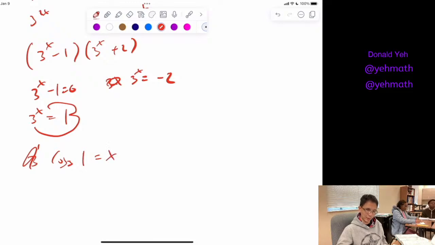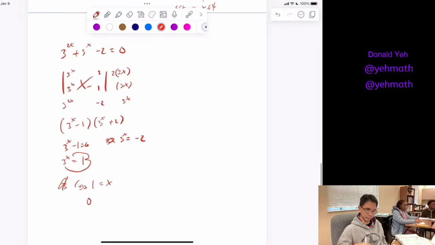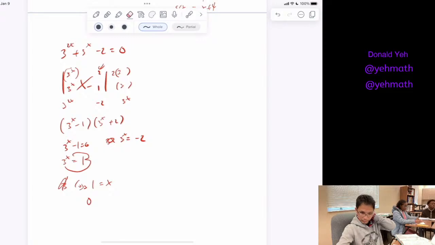So 3 to which power is 1? It's 0. Or 3 to the 0 power is 1. Either way, yes. Why, when you were factoring it, why did you put two 3s? Because this is a 3 to the x times 2, so it'd be 2 times 3 to the x. Oh, 3 to the x, sorry.